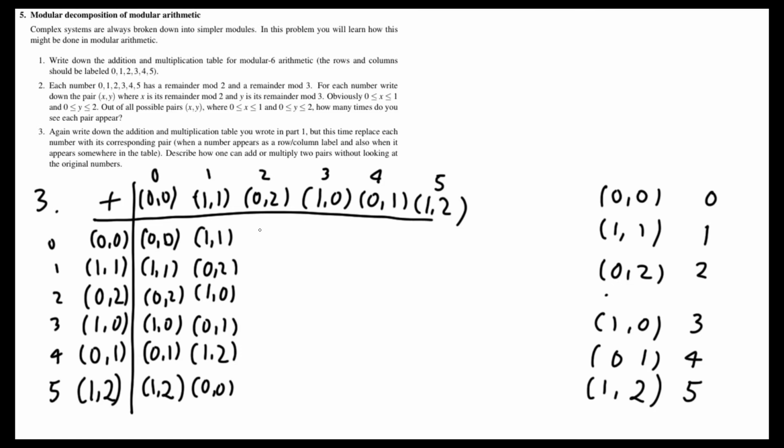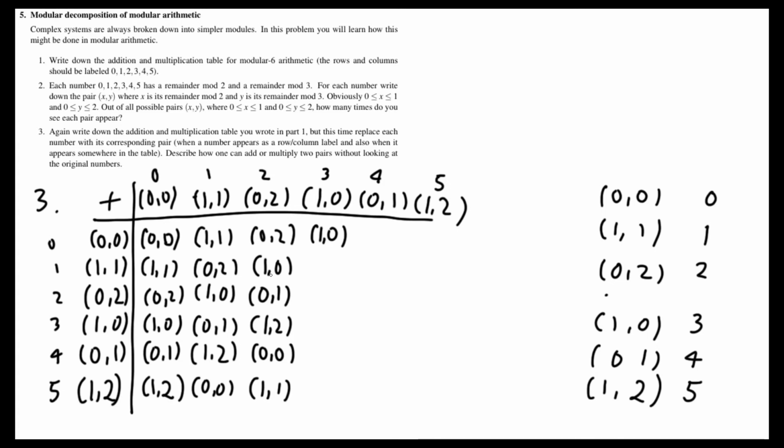Okay, and then 2 plus 0 gives you 2, which is 0, 2. 2 plus 1 gives you 3, which is 1, 0. 2 plus 2 gives you 4, which is 0, 1. 2 plus 3 gives you 5, which is 1, 2. 2 plus 4 gives you 6, which is 0, 0. And 2 plus 5 gives you 1, which is 1, 1. 3 plus 0 gives you 3, which is 1, 0.